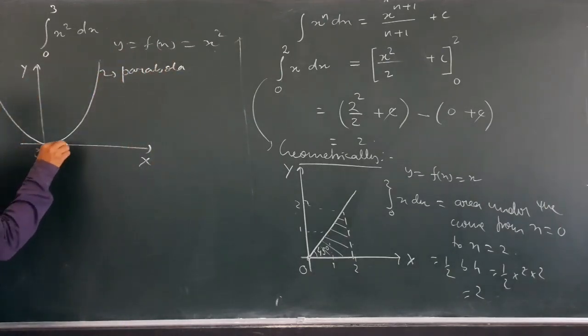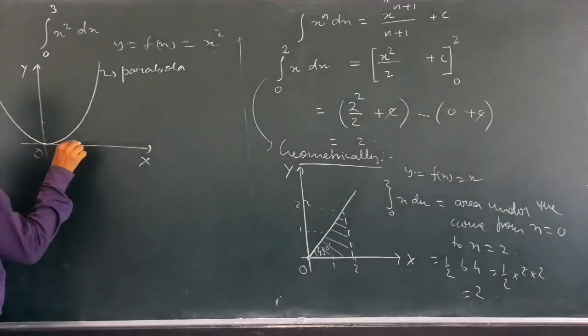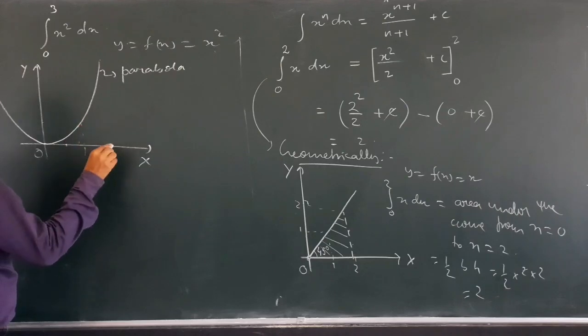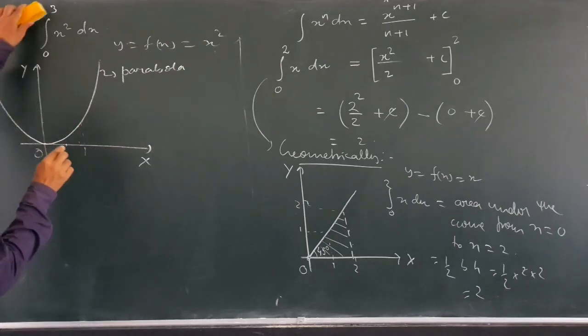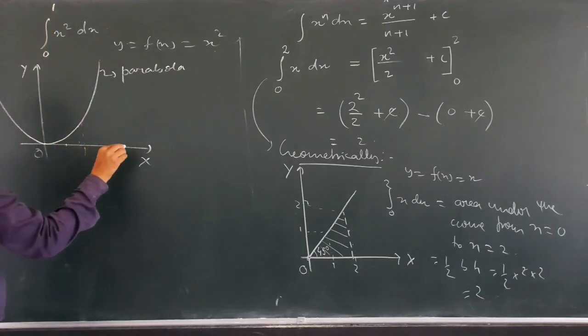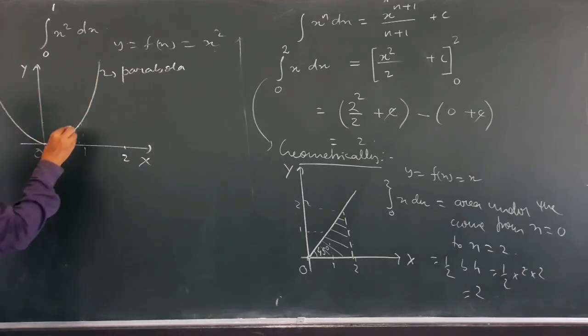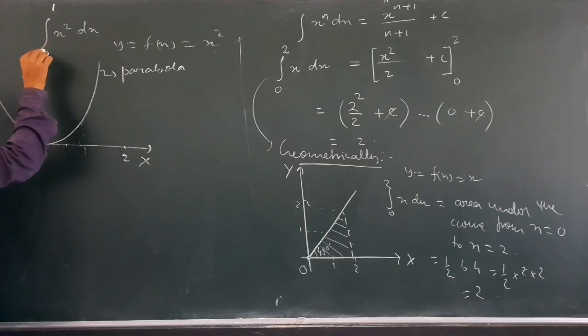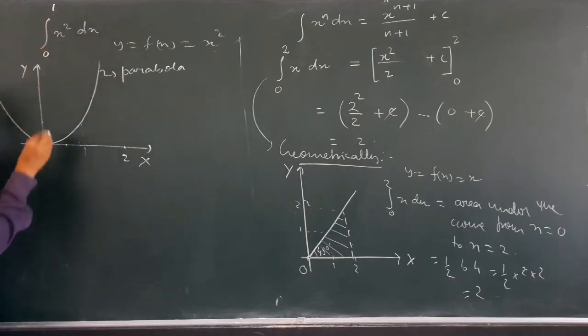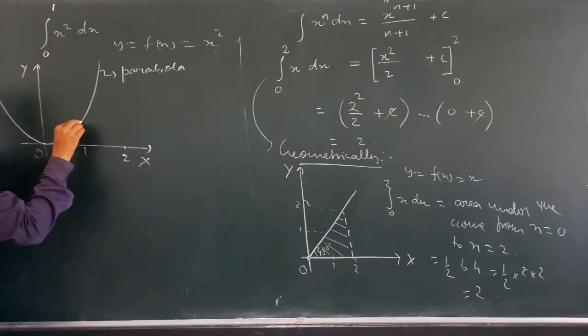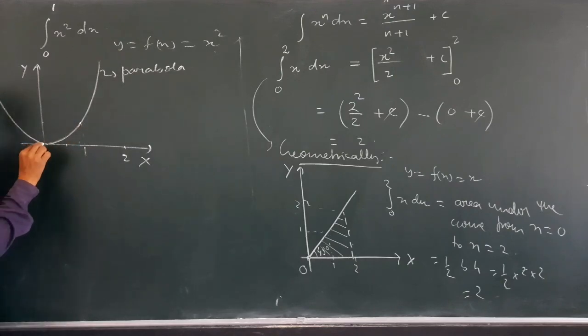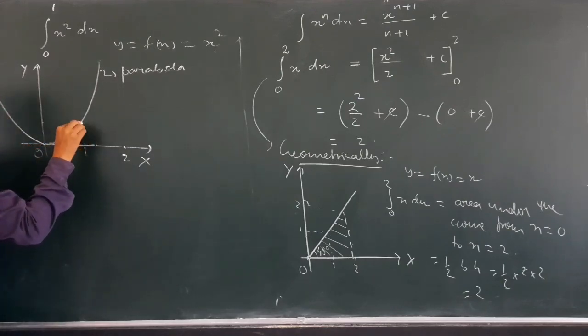So suppose this is 0, this is 1, then we'll have 2 and so on. Let me write 0 to 1 and so on. Now if you are willing to find integration x square dx from 0 to 1, so this is 1. So under the curve, below the curve and above the x-axis, this area you have to find.